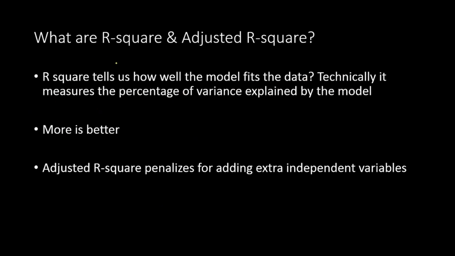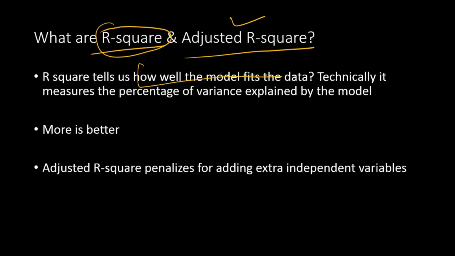The next question is, what are R square and adjusted R square? Well, anyone familiar with regression would know this, but people often get confused about R square and when to use it. R square tells us how well the model fits the data. This is the first part of the answer, but technically it means something different. Technically it measures the percentage of variation explained by the model.